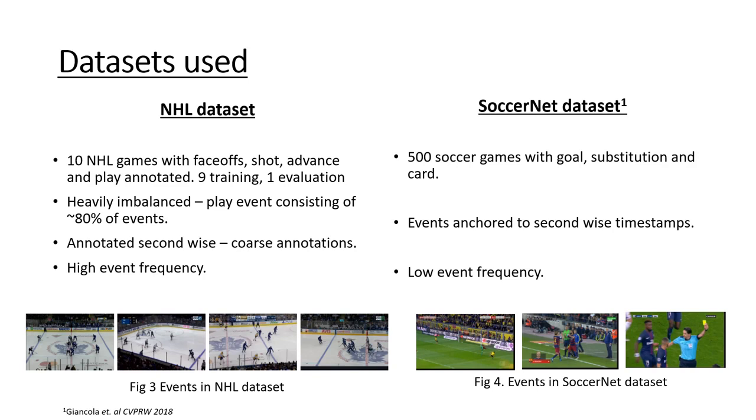On the other hand, the SoccerNet dataset consists of 500 soccer games with events goal, substitution, and card annotated. The events are anchored to second-wise timestamps, and this dataset has a low event frequency. Since the events are anchored to second-wise timestamps, we do not have any frame-level annotation. Hence, these two datasets represent coarsely annotated datasets.